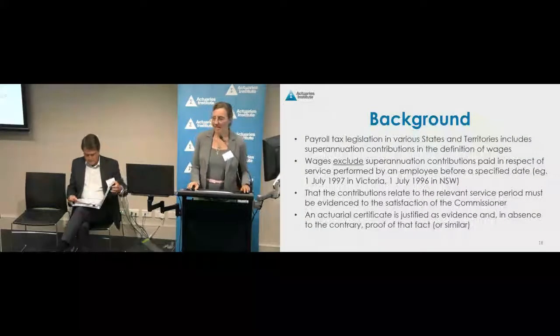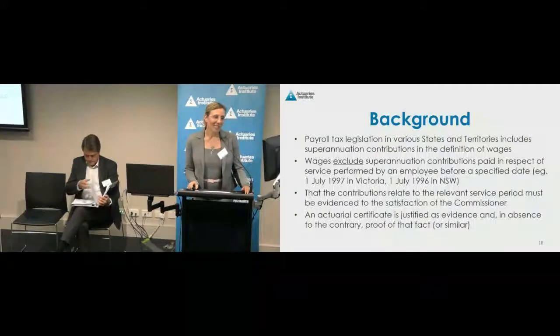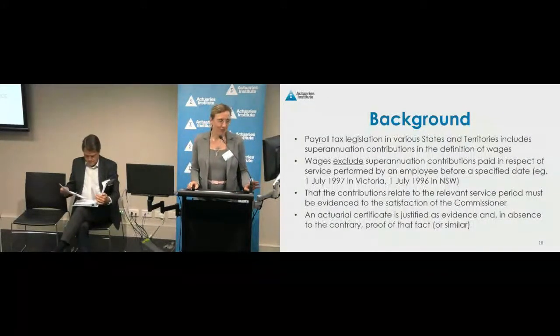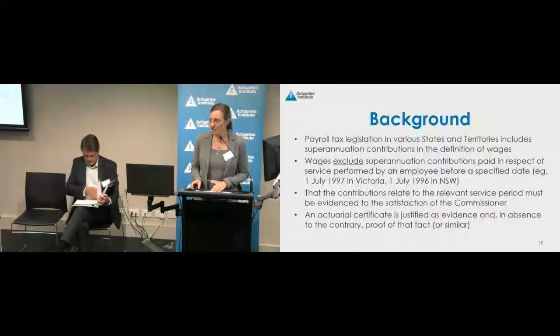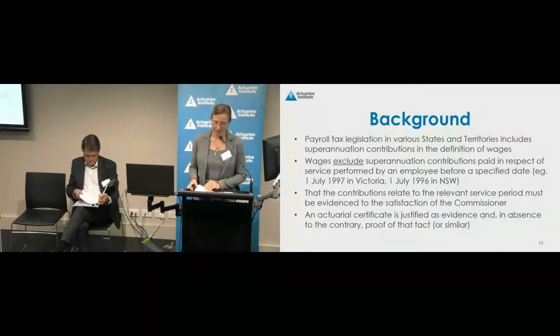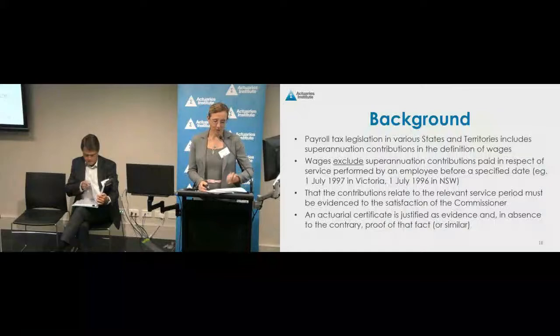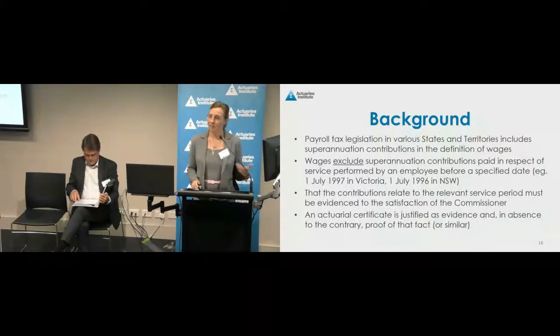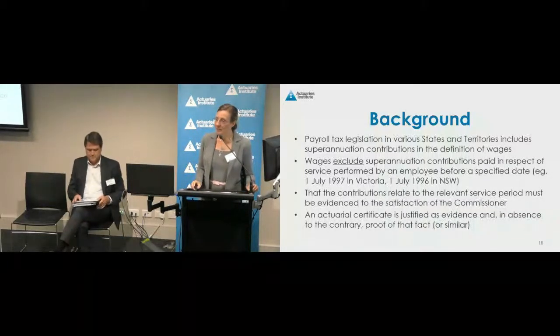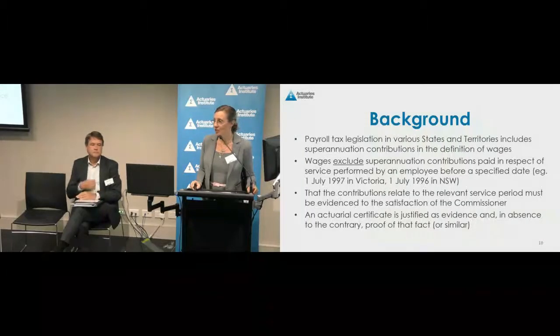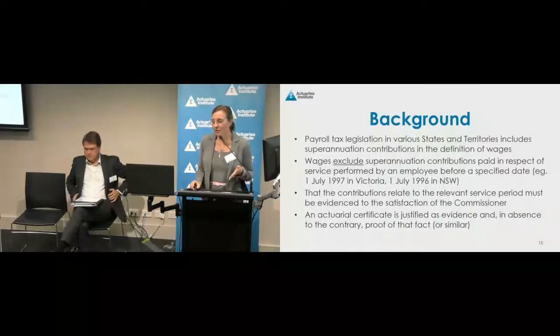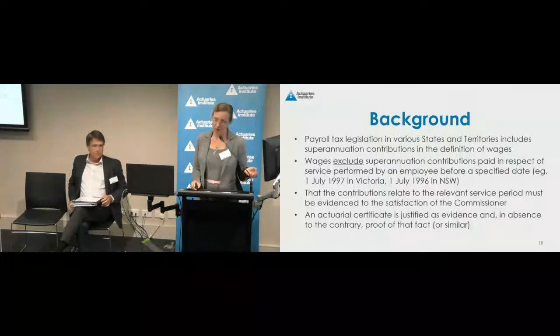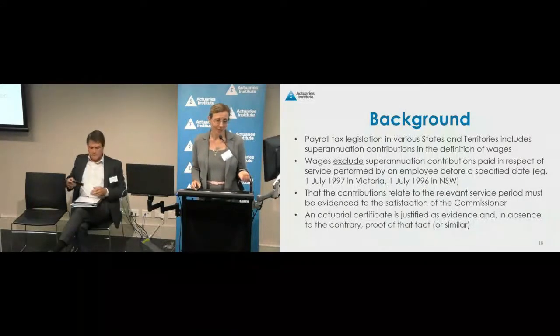So the background is that payroll tax legislation in various states and territories includes superannuation contributions as part of the definition of wages. So that obviously has impact on the tax that the employer is paying because it's part of their payroll tax. And this has only been incorporated into the definition of wages from different dates for different states. So for Victoria, for example, it's from 1 July 1997, for New South Wales 1 July 1996.